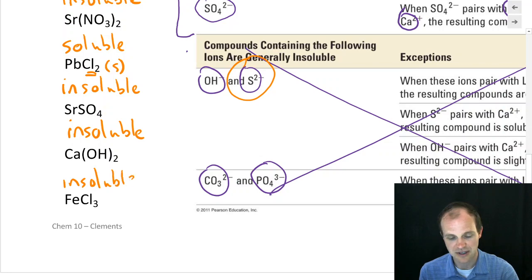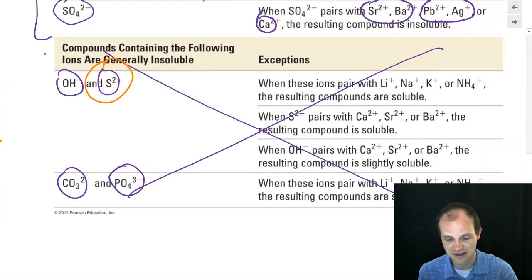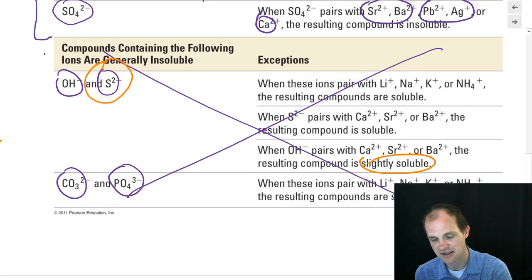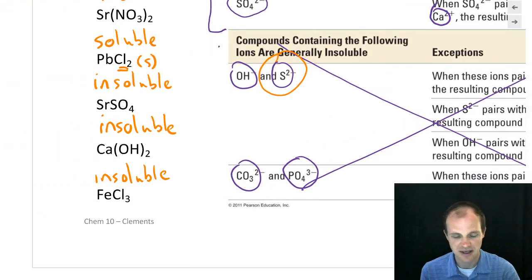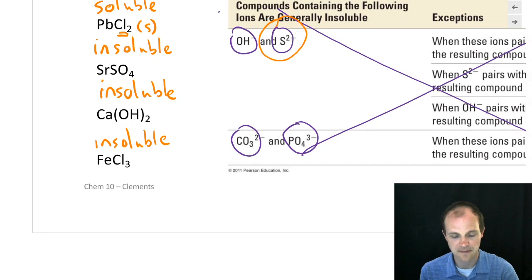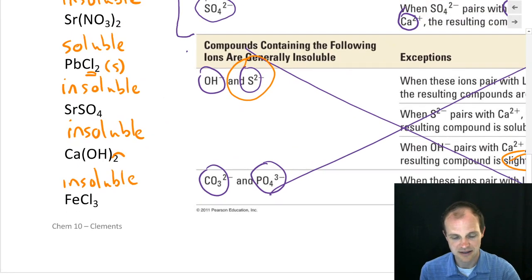Now, if you look carefully at the list down here, it says the slightly soluble is with calcium. Don't worry about that. We're going to just say it's insoluble and go with it. Go from there. Iron 3 chloride. Chloride on our list of generally soluble. And so this is soluble because iron is not on that exception list.